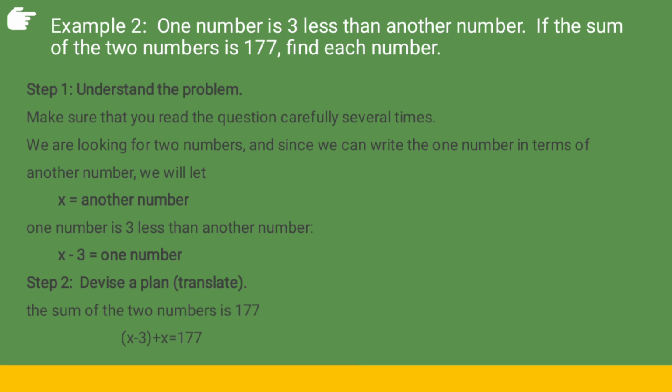In devising the plan, our second principle, we need to translate those verbal phrases from the problem into a mathematical equation. So the sum of the two numbers is 177. From understanding the problem, we have x and x minus 3. We'll just get the sum of it, and it will be equal to 177 according to our problem. So the quantity x minus 3 plus x is equal to 177.